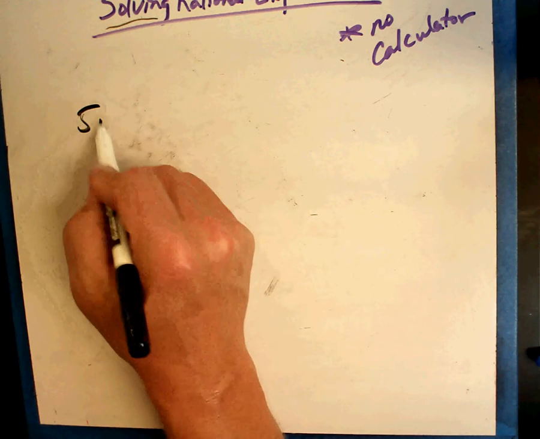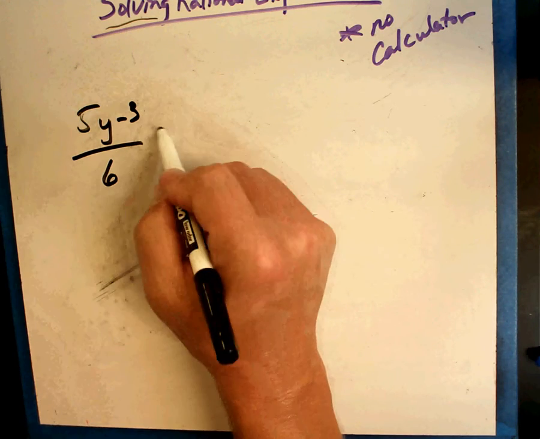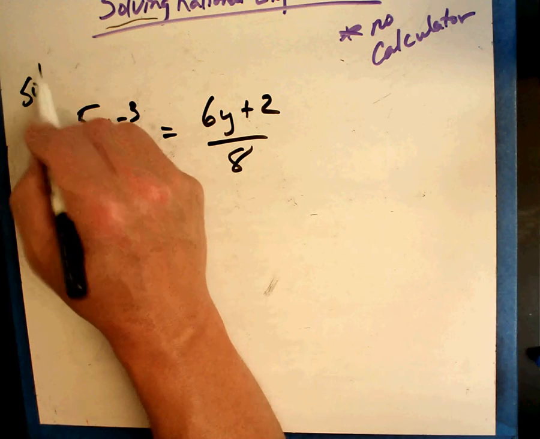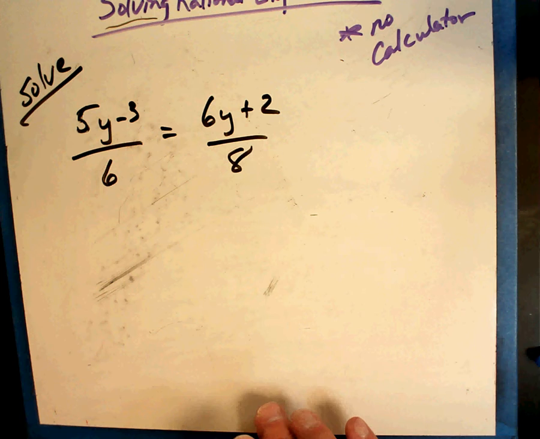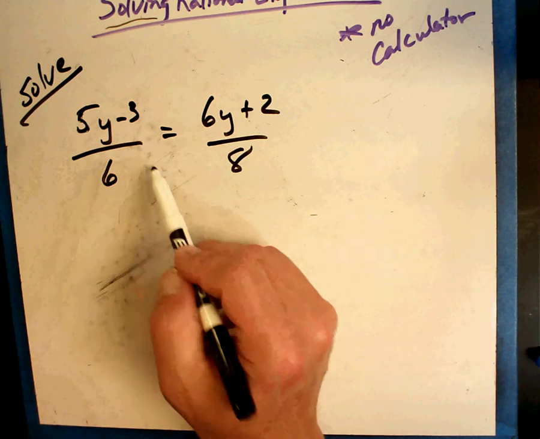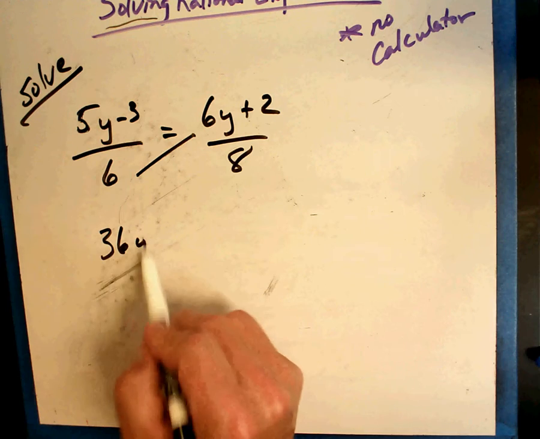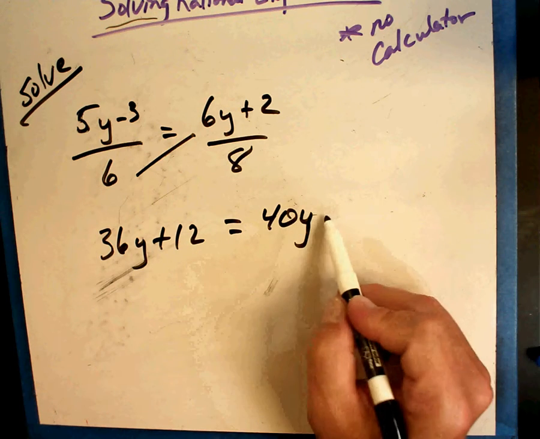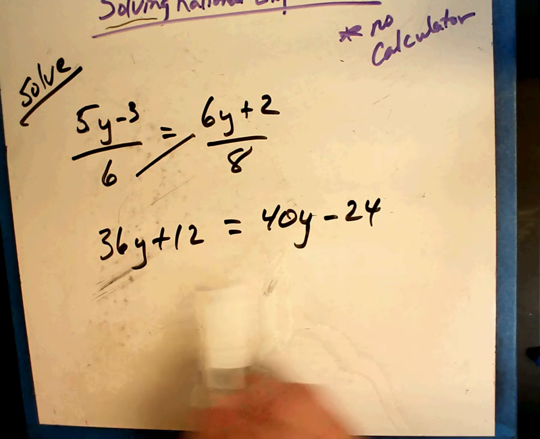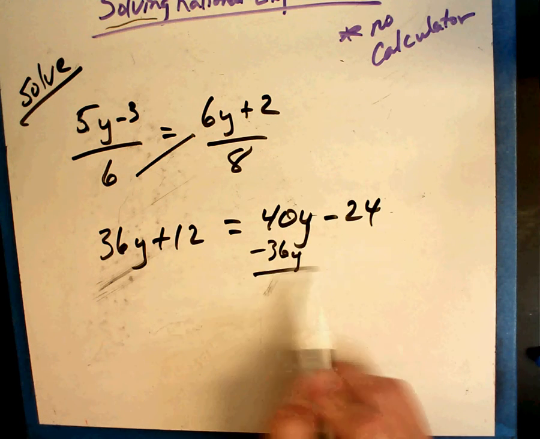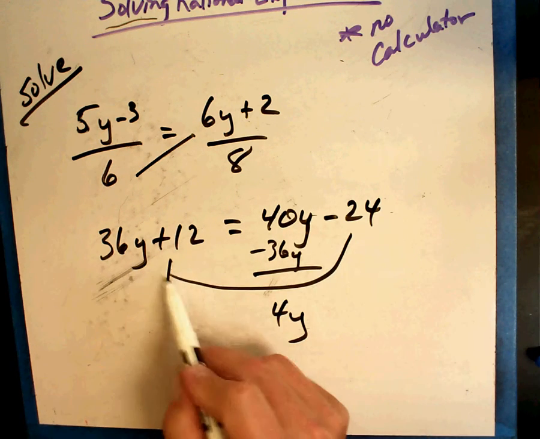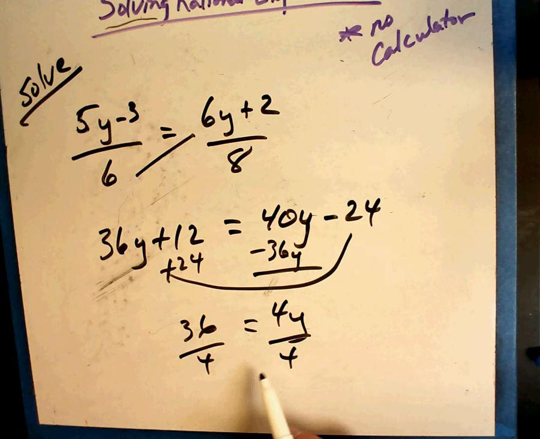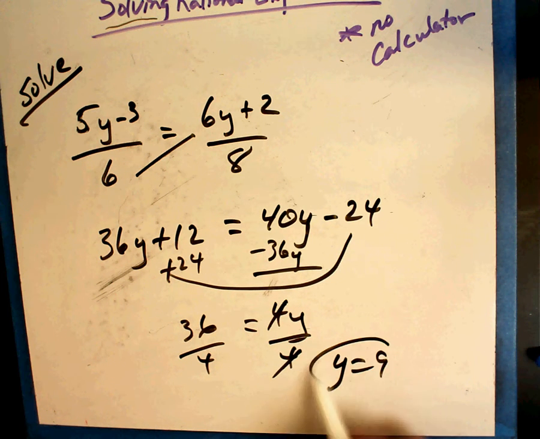So let's say you had 5y minus 3 over 6 equals 6y plus 2 over 8. I want you to solve it. That's usually what the word will say. But simplify means mark things out. Solve means you need an answer. So I'm going to cross multiply. So when I multiply through, that's 36y plus 12. That's 40y minus 24. Combine like terms. I'll move this minus 36y to keep that positive. That's 4y. Add 24 equals 36. Divide by 4. Y equals 9, and so I got that answer.